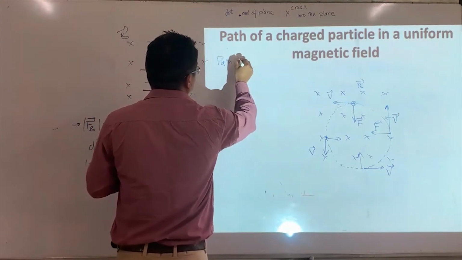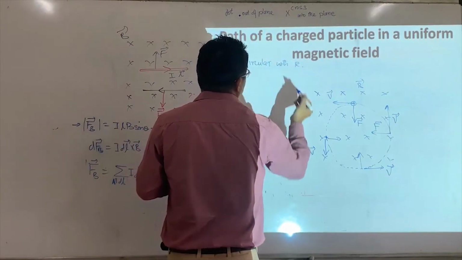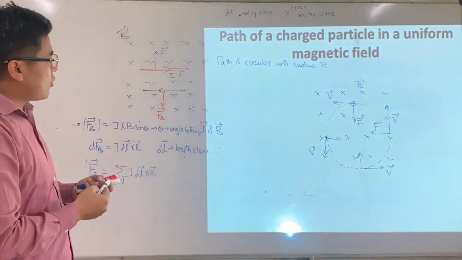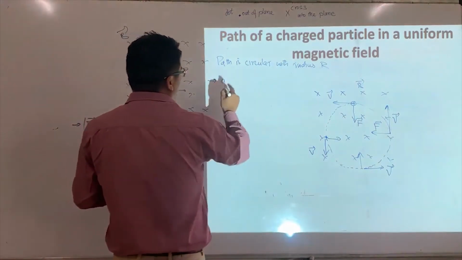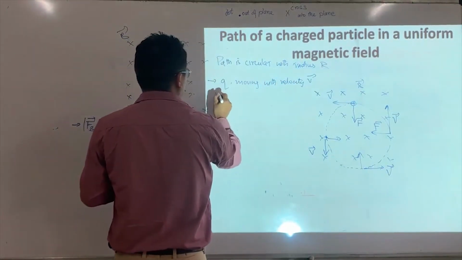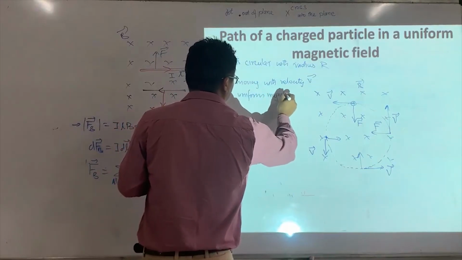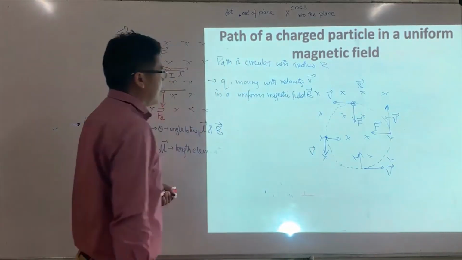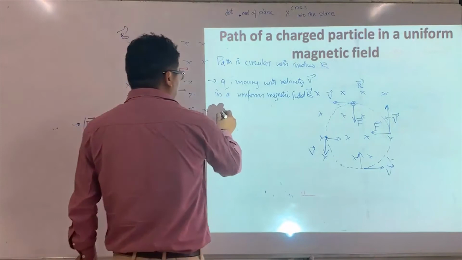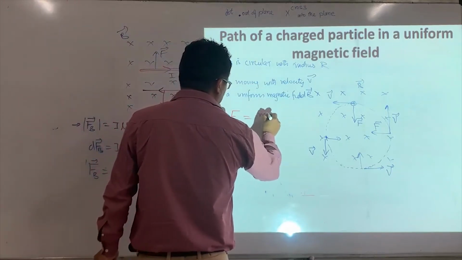The path is circular, let's say with radius r. So having this, I have a charged particle Q moving with velocity v in a uniform magnetic field, as shown here. Now it undergoes a circular path. When it undergoes a circular path, that means it has a centripetal force. So what is the centripetal force? Normally the centripetal force is given by this.